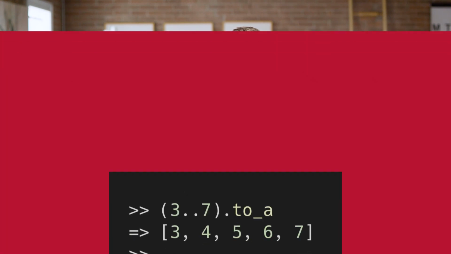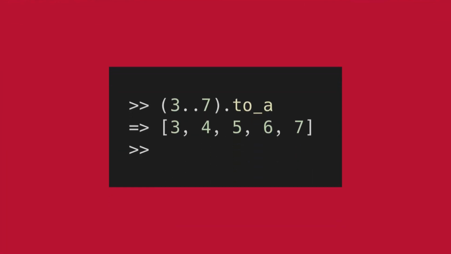Ranges can also be converted directly to an array. So if we want an array with all the integer values from 3 to 7, we simply call to_a on the range 3..7. One method that you'll see used a lot is the include method.